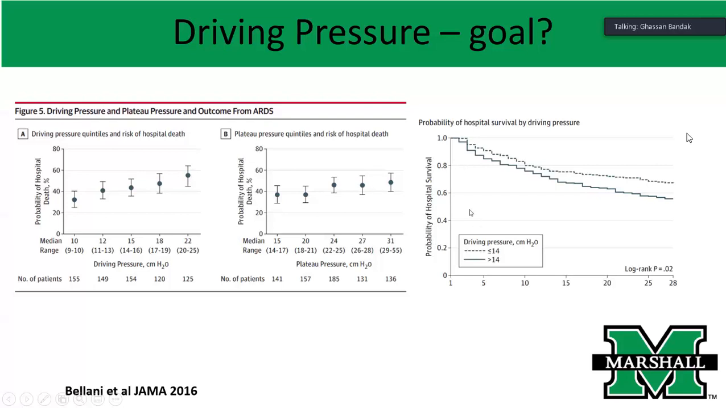Now, they looked at a cutoff driving pressure of 14, and they noticed that a driving pressure of less than or equal to 14, as you look at the dotted line here, was actually associated with more survival. That's why you sometimes hear the driving pressure should be less than 15. Okay, why? Because this study showed that when the driving pressure is equal to or less than 14, then you have better survival.